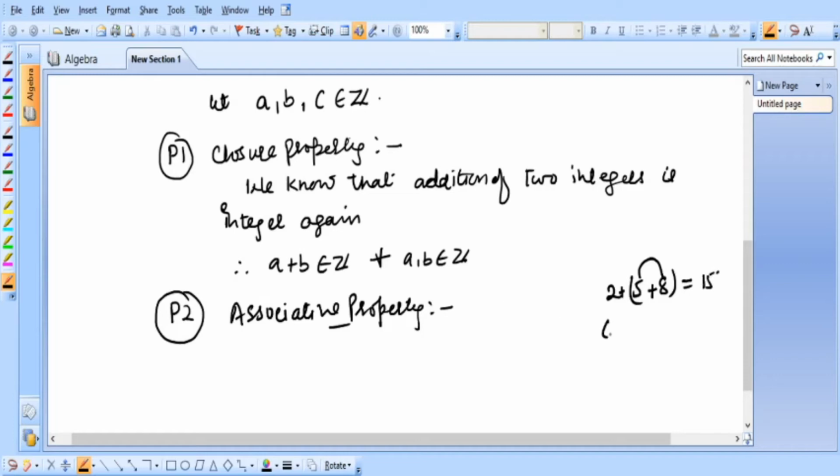Now if we add 2 and 5 first, then we will be getting 7, and after this, if we add this number to this, we will get 15, right? So in this property, we are getting equal numbers both ways. So this property is known as associative property.